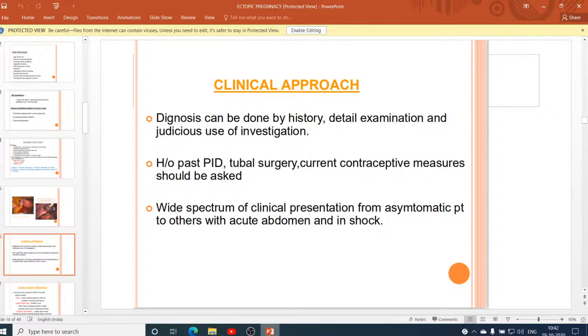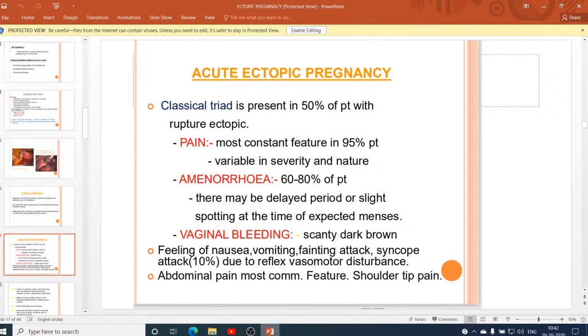History of past PID, tubal surgery, current contraceptive measures. Previously, I had explained about IUCD, copper T, progesterone. That contraceptive should be asked. Wide spectrum of clinical presentation, from asymptomatic patient to others with acute abdomen and in shock. Acute ectopic pregnancy.